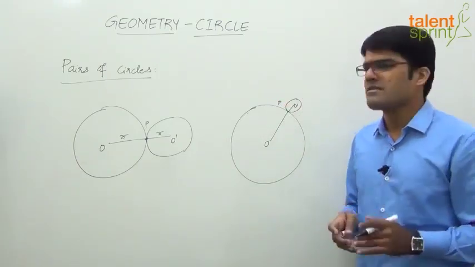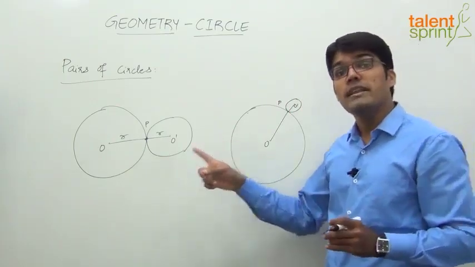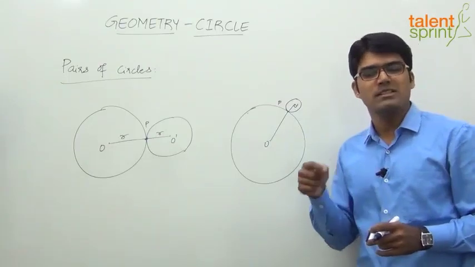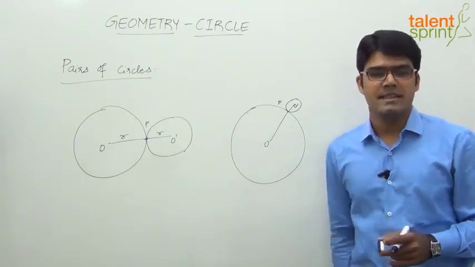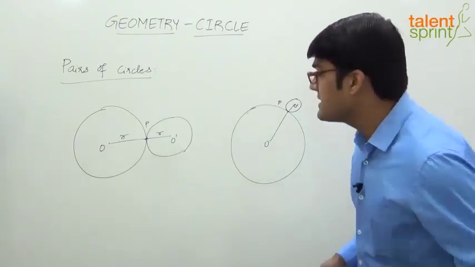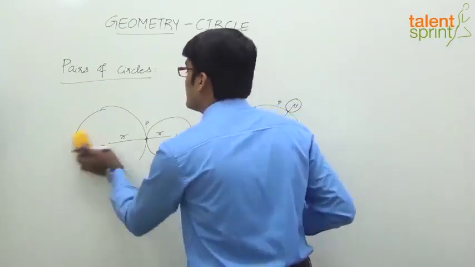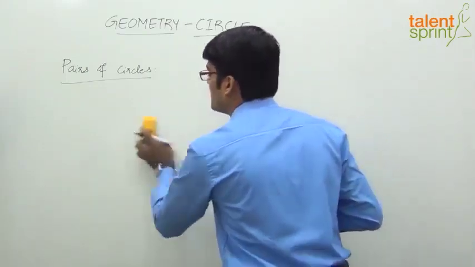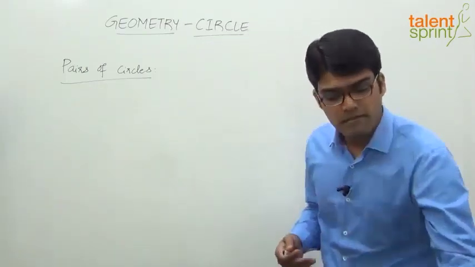So just remember that the point of contact is collinear with O and O dash. Or we can say O, P and O dash, all these 3 points are collinear, which means they lie on the same straight line. Now let us understand what the different types of tangents are that we get in the case of a pair of circles.